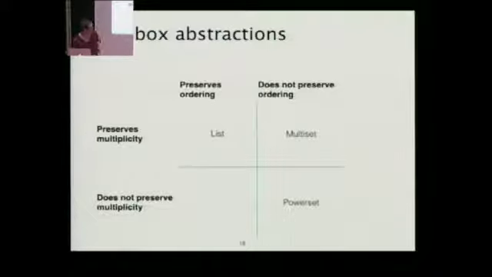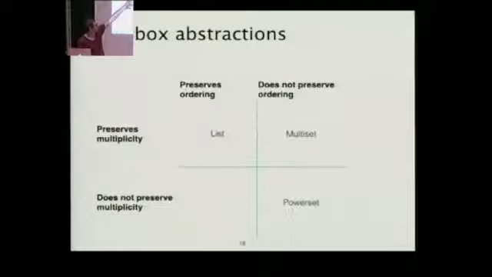If we look at different abstractions, we have abstractions that preserve ordering and others that do not. For example, the powerset does not preserve ordering, and it also doesn't preserve multiplicity. The multiset adds multiplicity information.